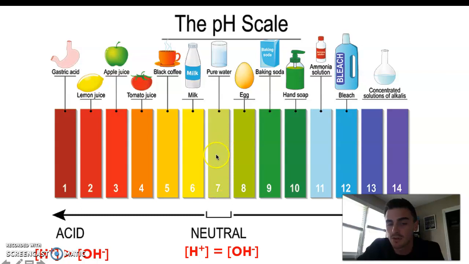And if it's 7.00, that means the hydrogens and hydroxides are equal, and if you look, guys, H and OH is water. It's just a different way for us to write H2O. And if they're equal, it's not acidic or basic. It's right in the middle and it's neutral.